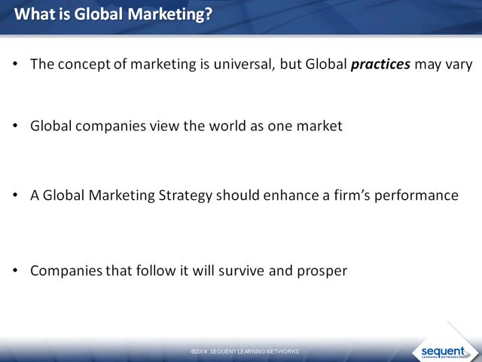So what does that mean? It really means that the world is getting smaller. As we know, this affects everything we do. So how does global marketing tie into this? Well, we believe that the concept of marketing is a universal. But we also know that as we move across the world, the practices and the execution of that concept may vary. Global companies are those that view the world as one market. The strategy itself should look towards enhancing the firm's performance across a portfolio of regions and countries. And the companies that will follow this approach will survive and prosper into the next century.